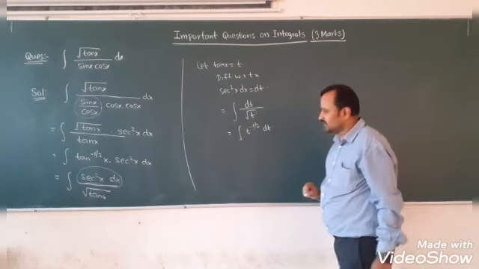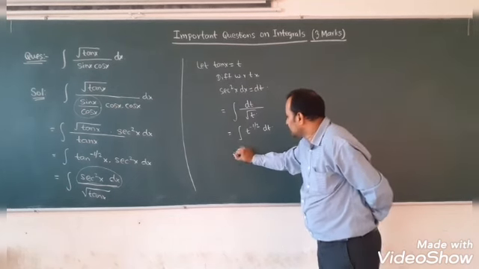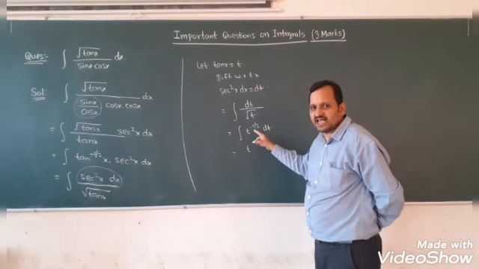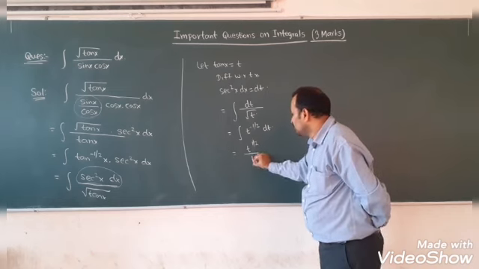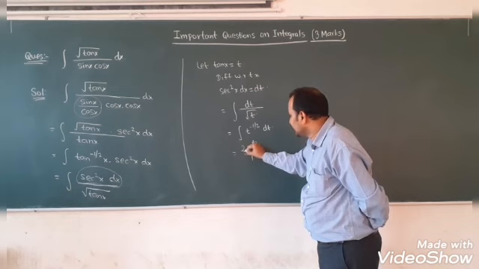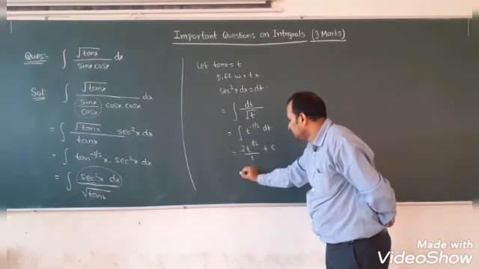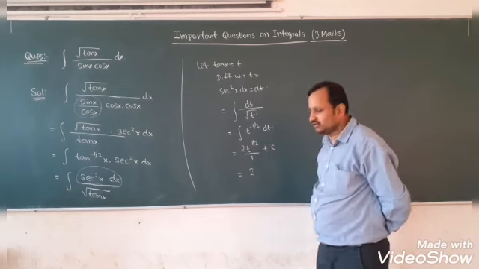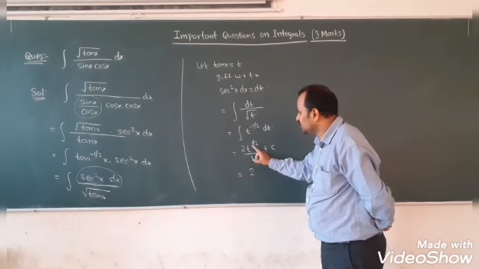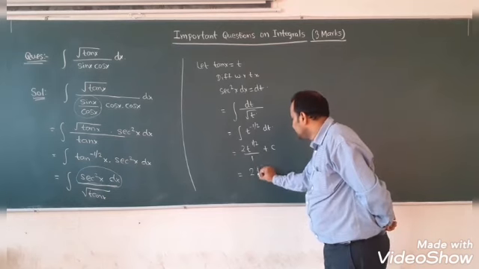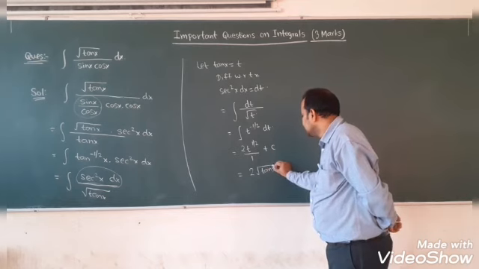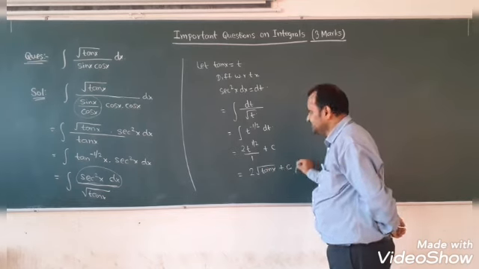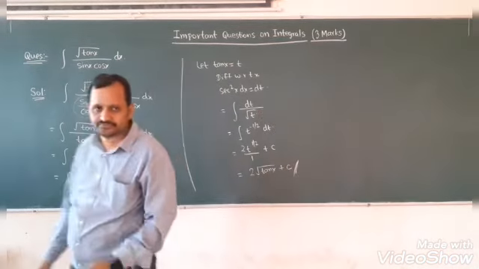So what is integral of t power minus half? So minus half plus 1, so 1 by 2 will come here, 1 by 2 will go up. Here I can say plus c. Or finally we can say 2 times, now t is nothing but tan x. So finally we can say the answer is 2 times root over tan x plus c. So this is the required answer.